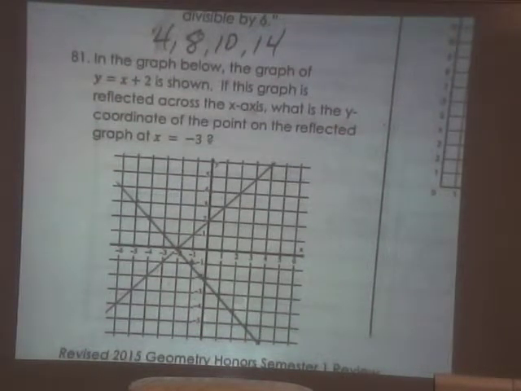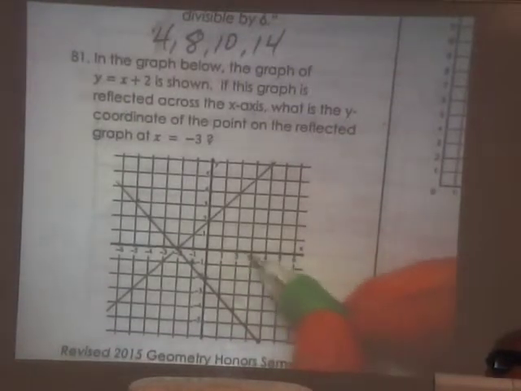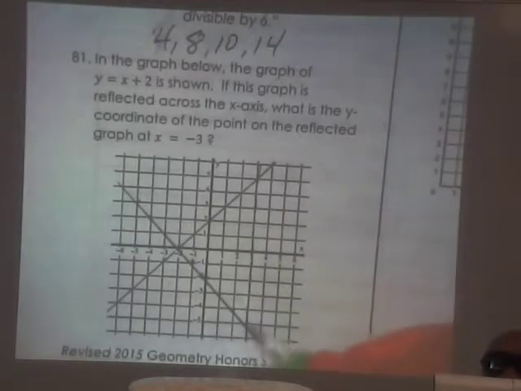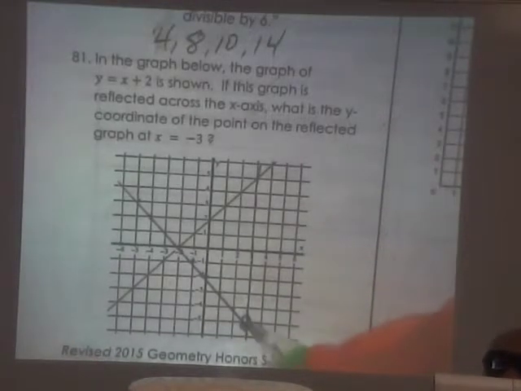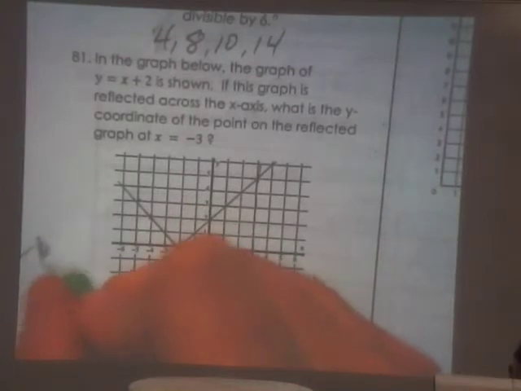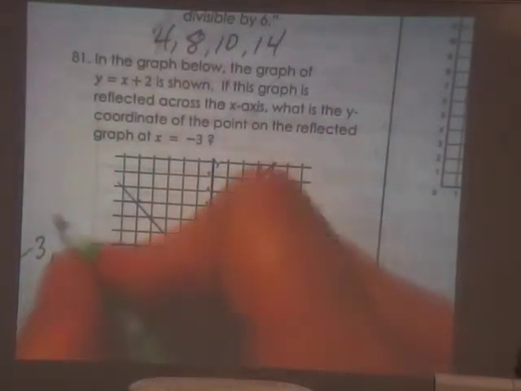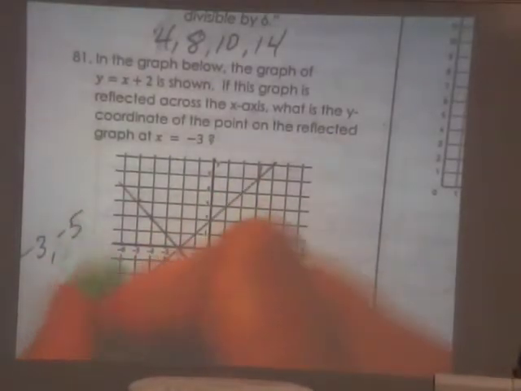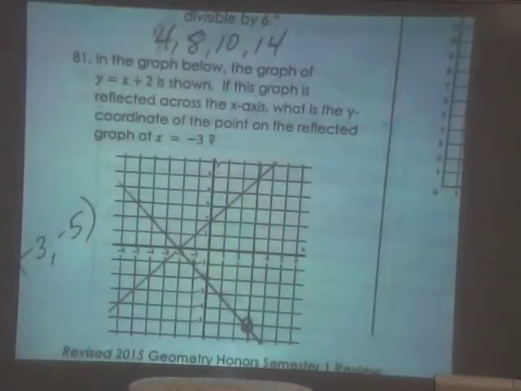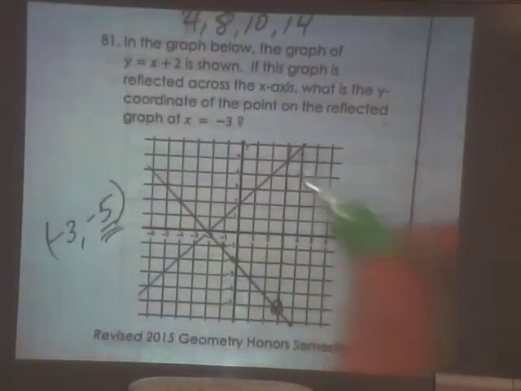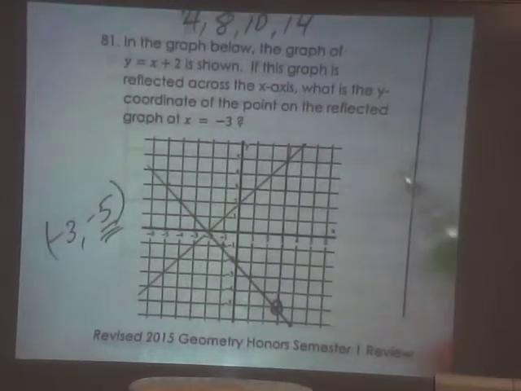And what is the point on the line at x equals negative 3? So x equals negative 3 is this line here. So what is the point? It would be right there. So the point is negative 3 comma negative 5? What is the y-coordinate? So the y-coordinate would just be the negative 5. And remember, to reflect something across the x-axis, you just change the sign of the y value.